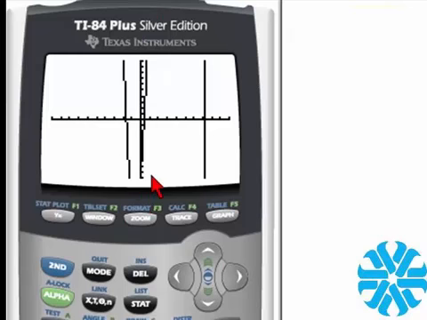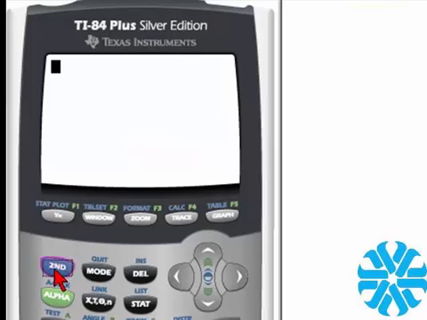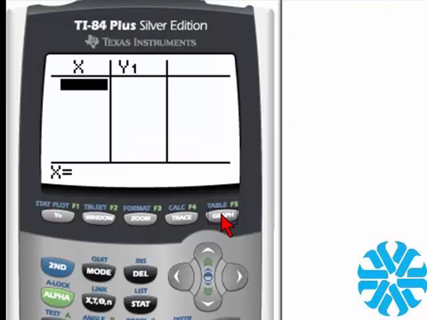So let's go to the table function, but first let's make sure our table set is set correctly. So go second function and then table set, and this is exactly the way we want it. We want the independent variable to be on ask and the dependent variable to be on auto. Okay, so let's get out of that. Second function quit, and then we'll go to the table. So second function and then table.